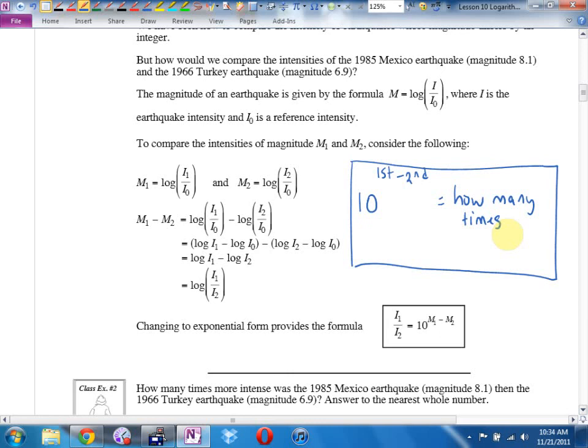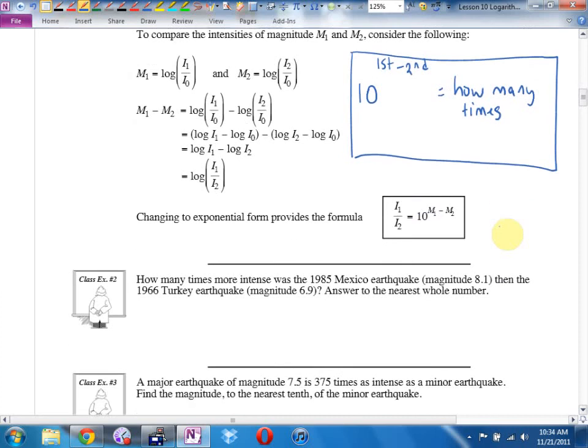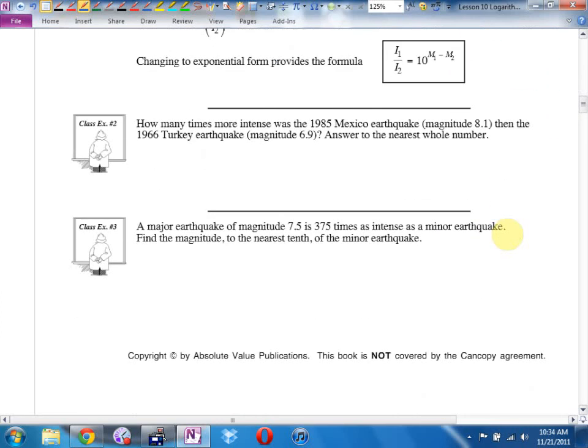Example 2 says this. How many times more intense was the 1985 Mexico earthquake? That's the first one. Then the 1966 Turkey earthquake? That's the second one. 10 to the power of the first one minus the second one equals how many times as intense? 10, what is 8.1 take away 6.9? You have to do the exponent first, like BEDMAS, right? 8.1 take away 6.9. 8.1 take away 6 is 2.1, take away... 1.2?